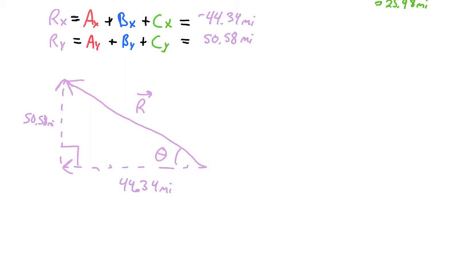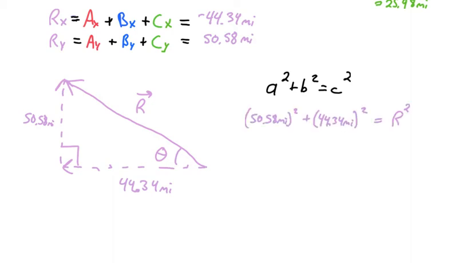To get the length of the hypotenuse, that's our overall displacement's magnitude, we'll do Pythagorean Theorem. A squared plus B squared equals C squared. In this case, that'll be 50.58 miles squared plus 44.34 miles squared equals R squared, the magnitude of the resultant displacement squared. And when we do the calculations, we find then that R gets a value of 67.3 miles.